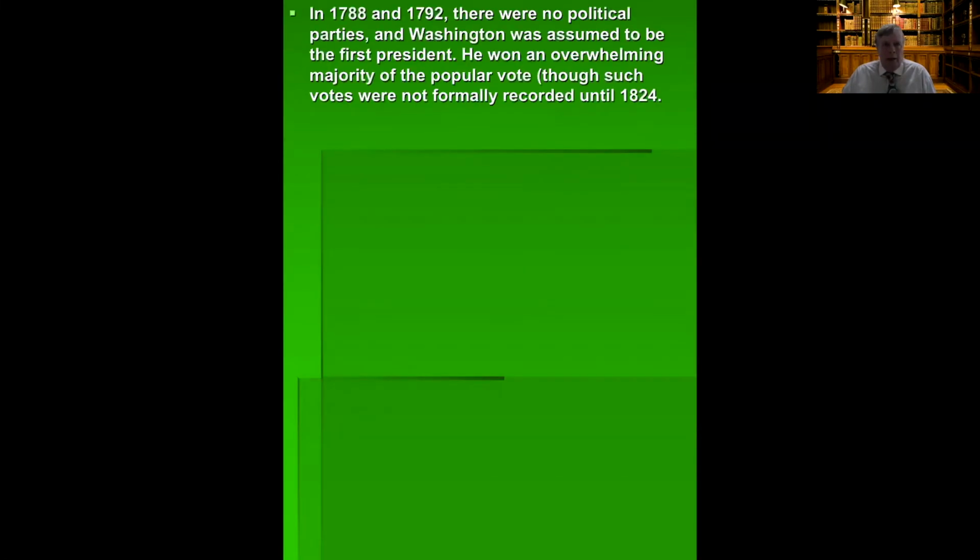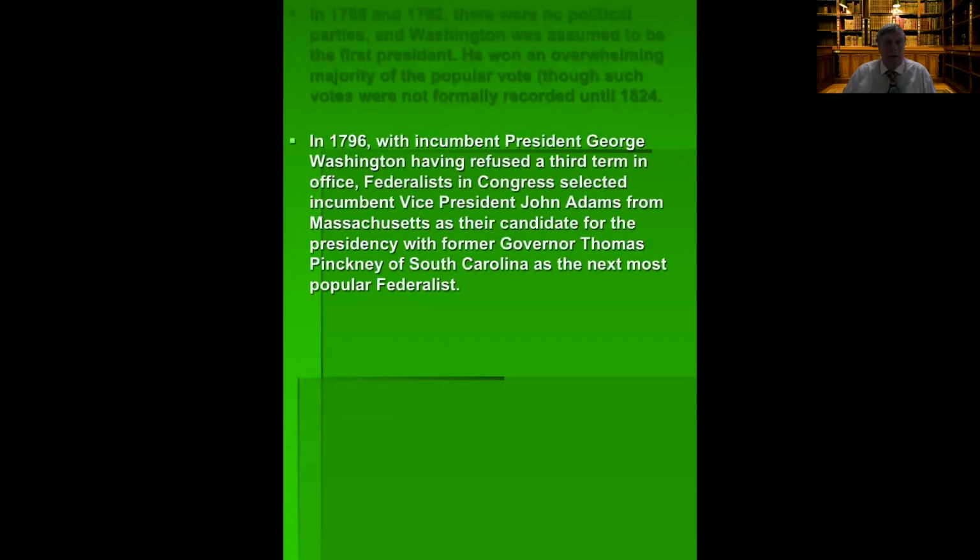Okay, in 1788 and 1792, there were no political parties, and Washington was assumed to be the first president. He won an overwhelming majority of the popular vote, although such votes were not formally recorded until 1824. In 1796, with the incumbent George Washington having refused a third term, Federalists in Congress selected incumbent Vice President John Adams from Massachusetts as their candidate for the presidency, with former Governor Thomas Pinckney of South Carolina as the next most popular Federalist.